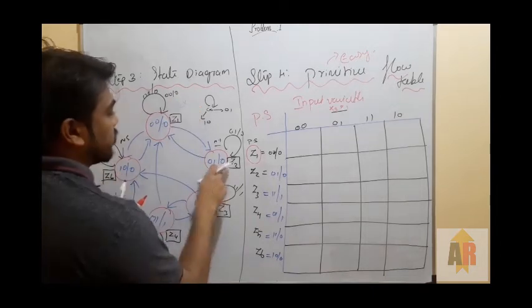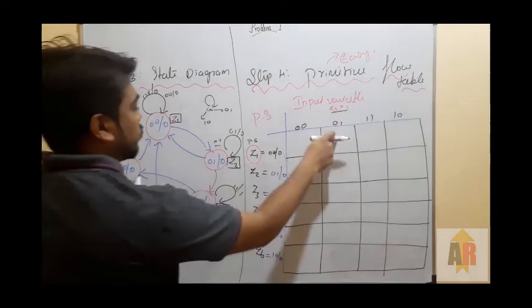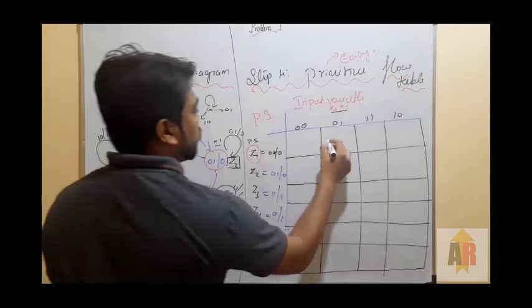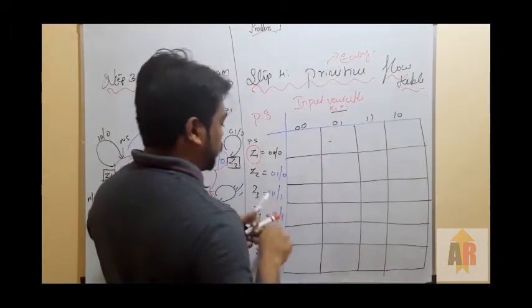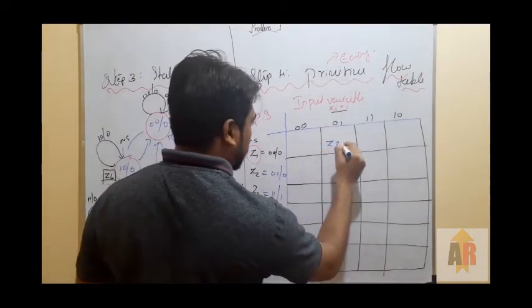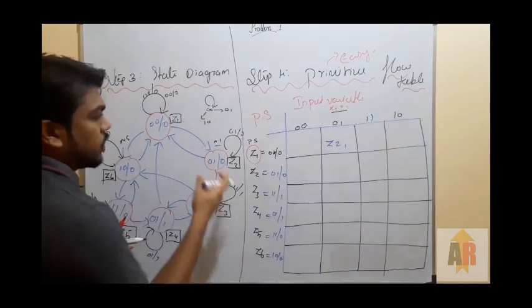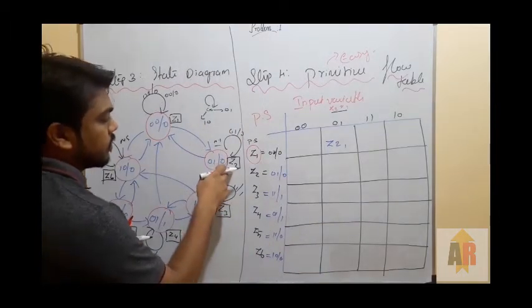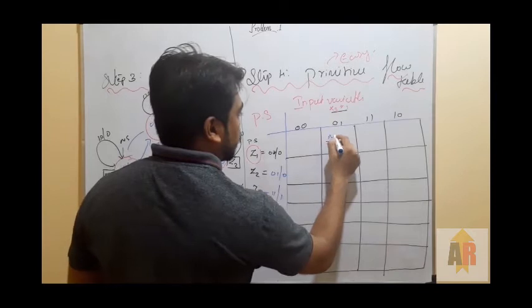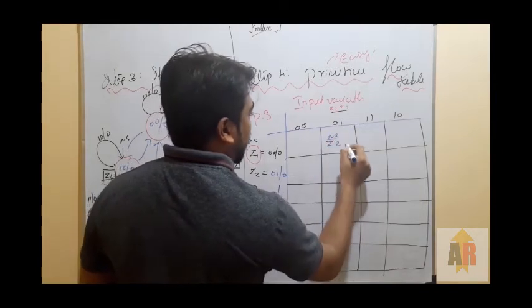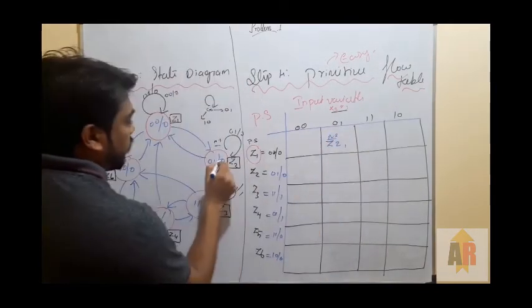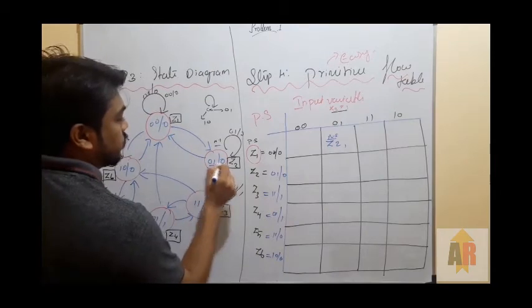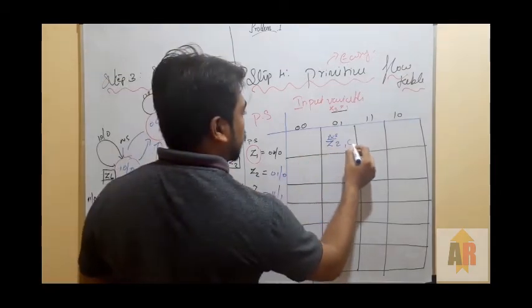First we can take 0, 1. 0, 1 is over here. In the 0, 1 area you put Z2. You have mandatorily made it Z2, so Z2 is your next state. And what is your output? With respect to this next state, the output is 0. So mention the output over here.